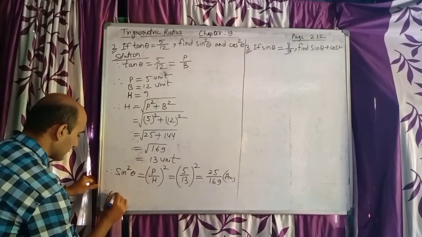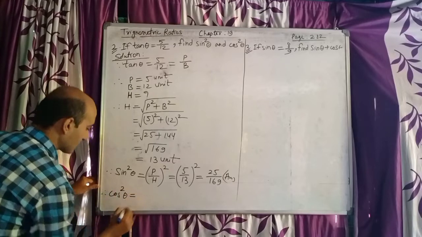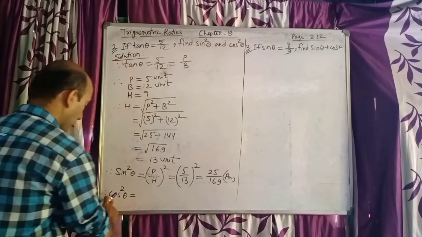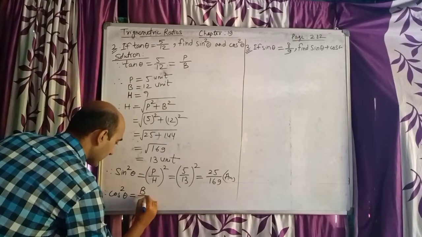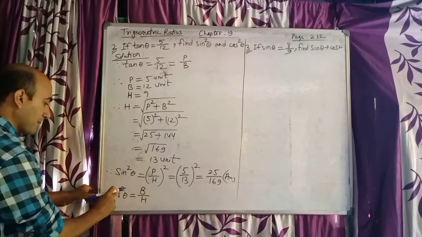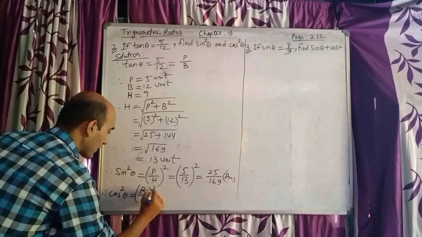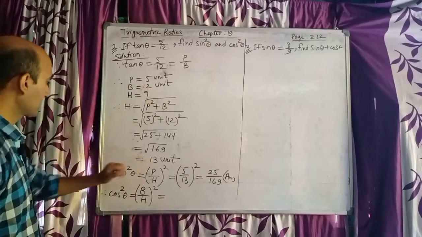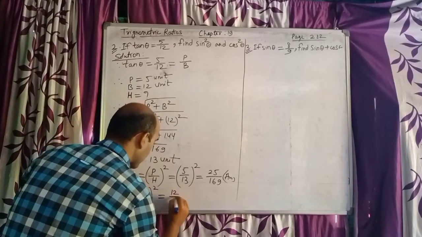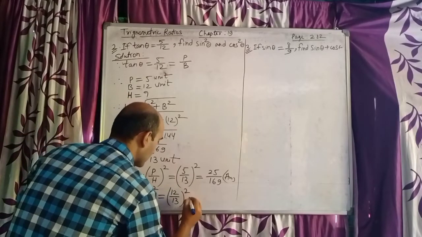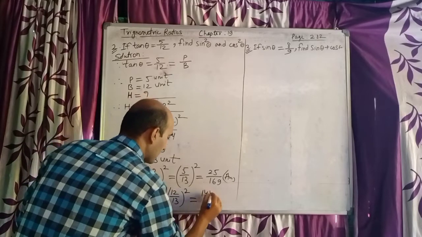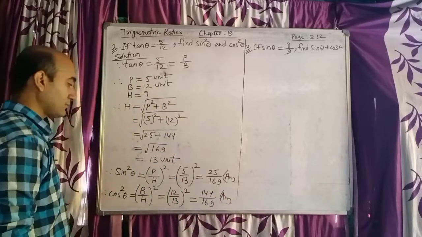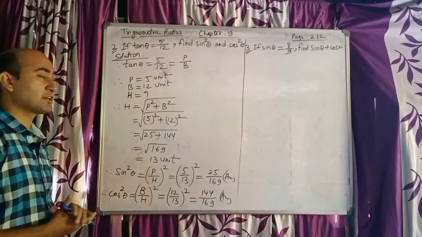Second question, to find the value of cos square theta. Let us begin. The formula of cos theta is b by h. But same thing, there is square here, put square here also. What is the value of base and hypotenuse? Base is 12, hypotenuse is 13. So I can say 12 by 13 whole square. 12 square is 144, 13 square is 169. This is our answer. So question number 2 I have done here.